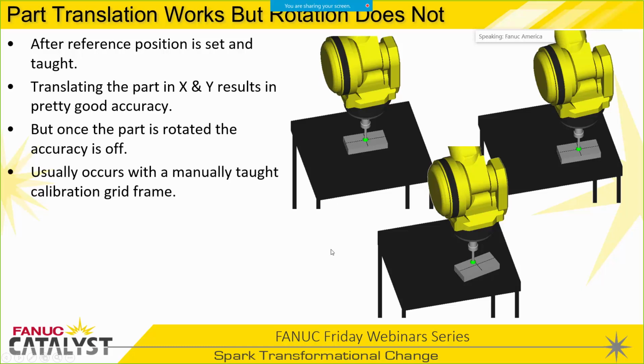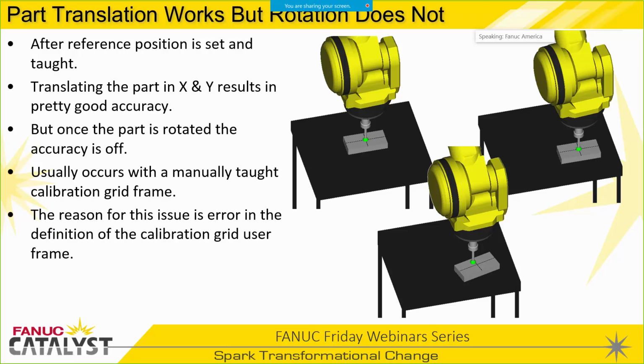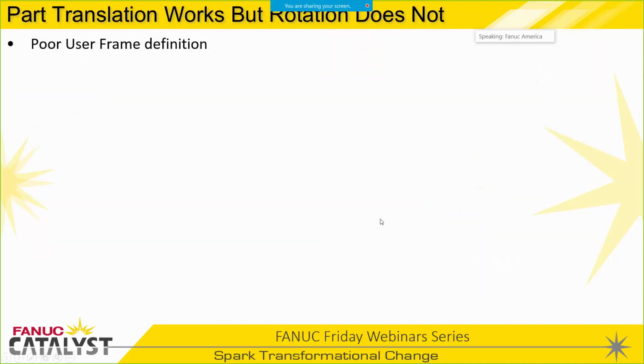Why is that? So this usually occurs with a manually taught calibration grid frame. The reason for the issue is the error in where the camera saw the calibration grid frame and where the robot defined it. So any error there is going to show this issue, right? It's not going to show up in translation because a millimeter is a millimeter is a millimeter. The spacing of the grid, as long as you enter 30 millimeters or 22.5, whatever the grid spacing is, then it'll handle a translation, no problem. But once you start getting rotation, then where that grid was plays a major factor in the math, and then you see this issue. So it's directly related to a poor definition of the user frame grid.